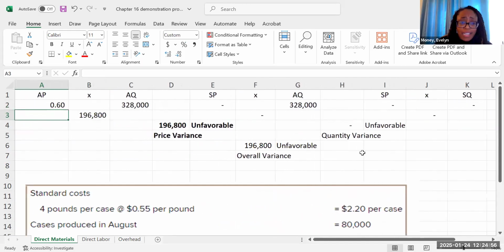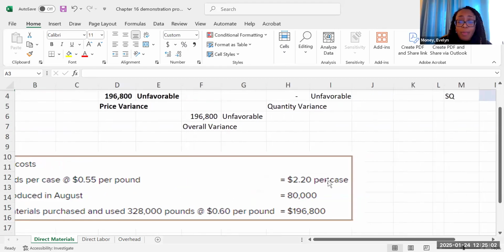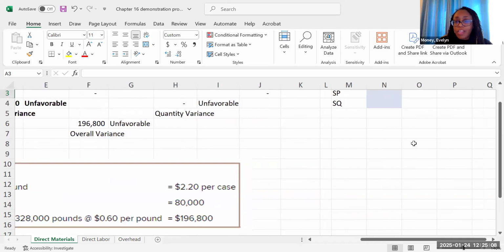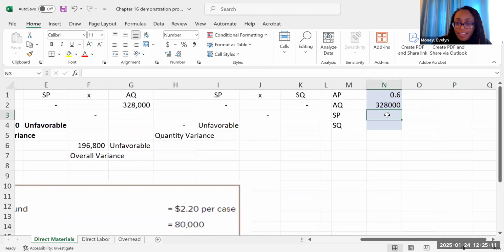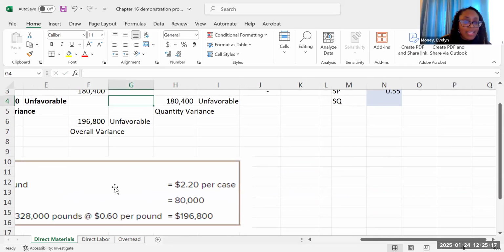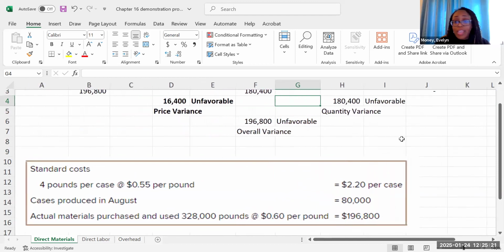Now for standard price, here is my 55 cents per pound. Remember, not the $2.20, that's per unit. I'm looking at this from the standpoint of material, so I need per pound. So it's 55. And then for standard quantity, I see here that it says I need 4 pounds per case.